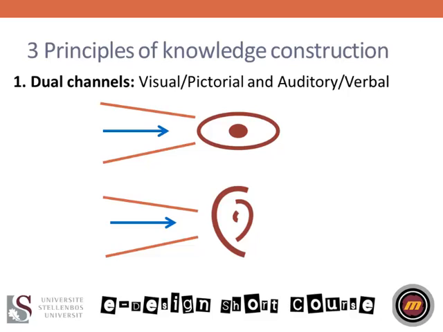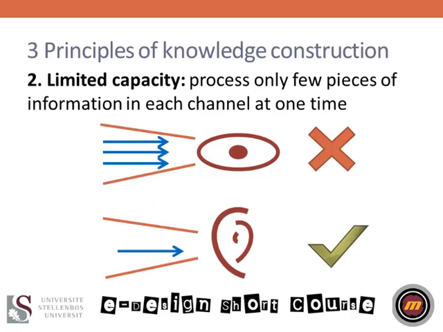Those are both examples of visual or pictorial. Auditory would be anything that people hear: sound, music, or narration. The second principle builds on the first. Each of these channels has limited capacity and can process only a few pieces of information in each of these channels at any one time. So you can see in the visual channel, there will be overload. It's too many inputs at the same time. The bottom one has only one good input, and that will be great.